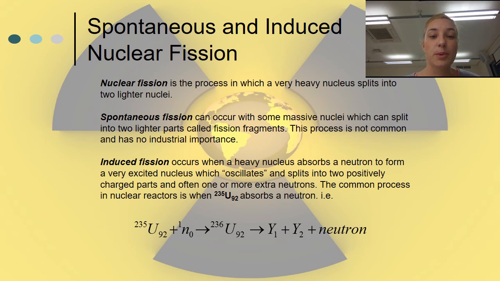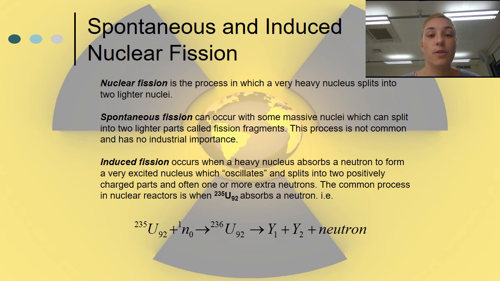Alright, so firstly looking at spontaneous and induced nuclear fission. So nuclear fission, what is it? I guess it's the process by which a big nucleus is split into two smaller, lighter, often called daughter nuclei. Now, spontaneous fission can actually occur when some massive nuclei are split into two smaller fragments. Spontaneous fission is not a common process, and it doesn't have any industrial relevance. It's not used generally to produce power for nuclear power.